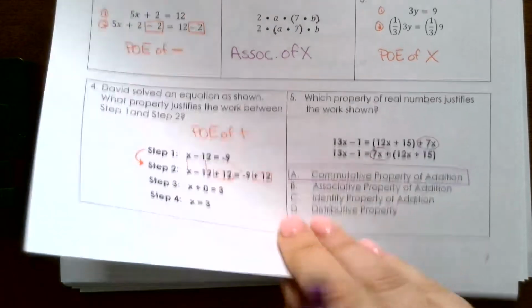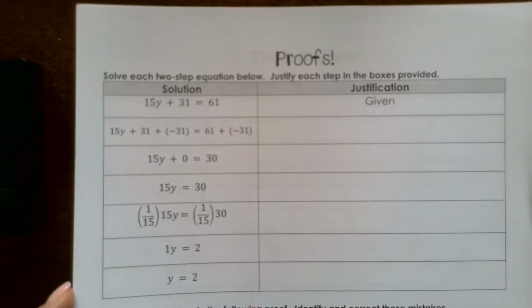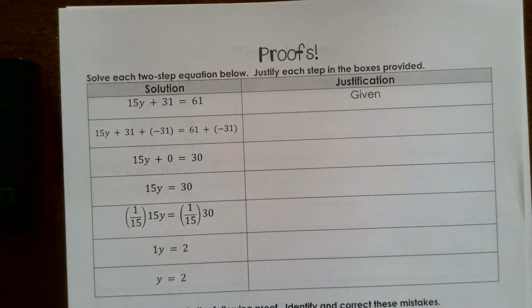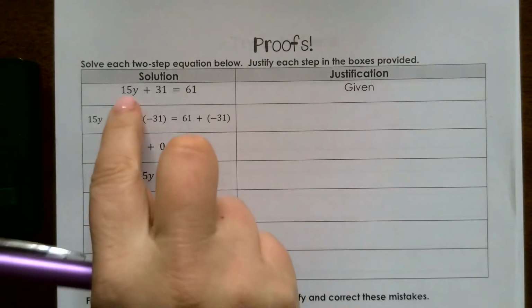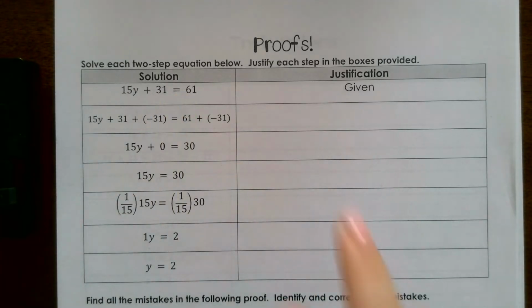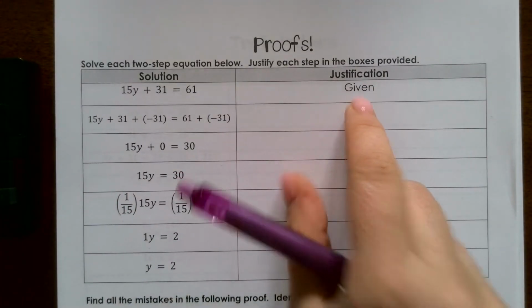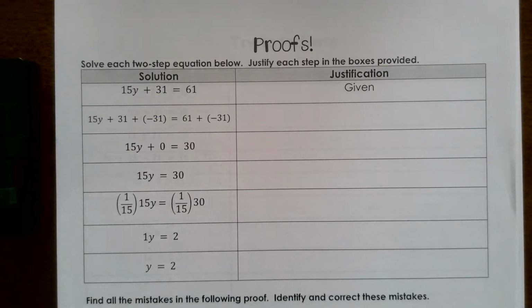Let's move on to page 8, and we're going to look at a proof, or 2 proofs on page 8, and see how I can use all the properties that I've learned to prove the solving of a multi-step equation. I start with 15y plus 31 equals 61. This is a 2-step equation, and that is a given. A given is where I start. It's given because it's what I was given.